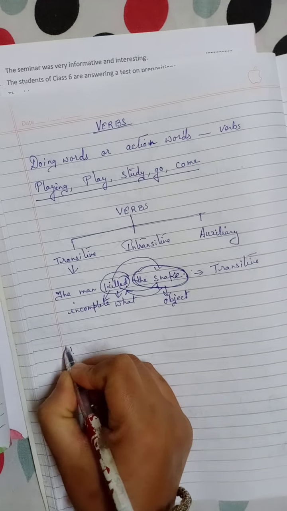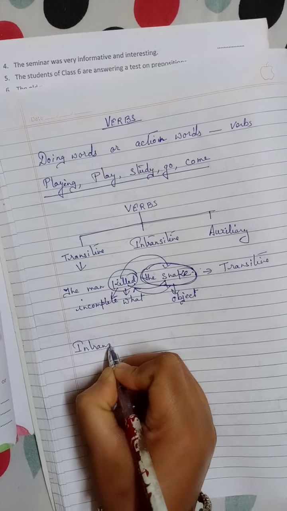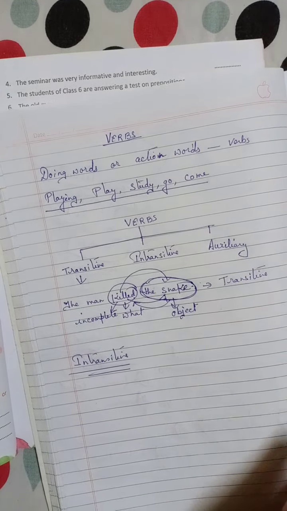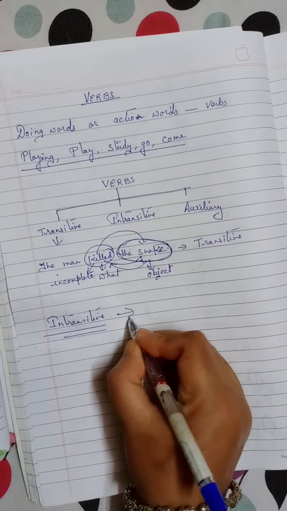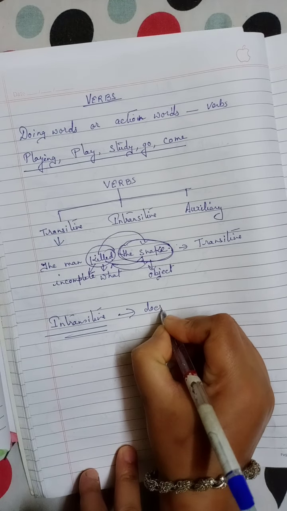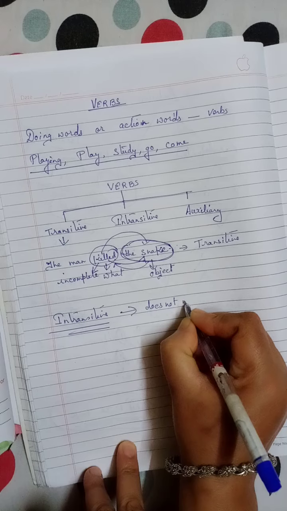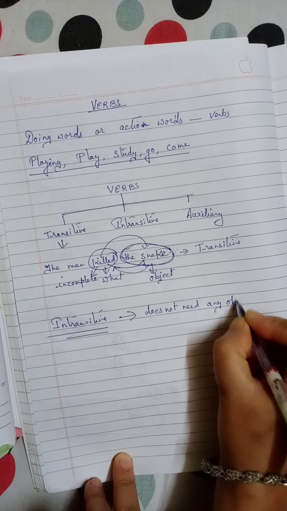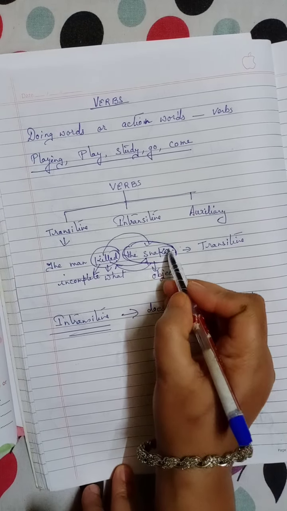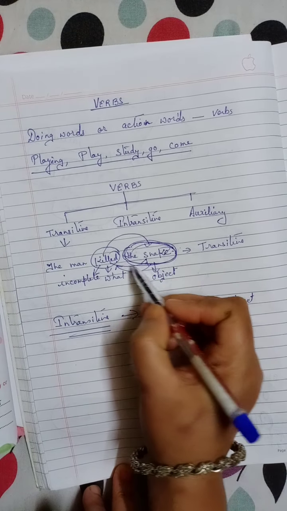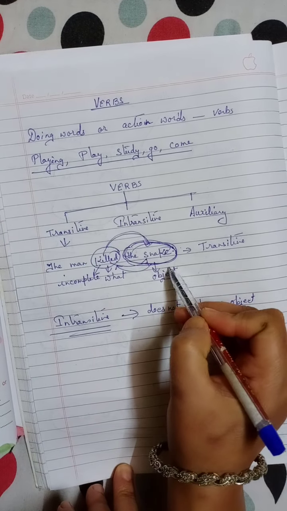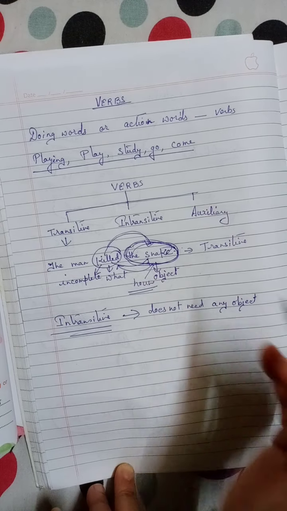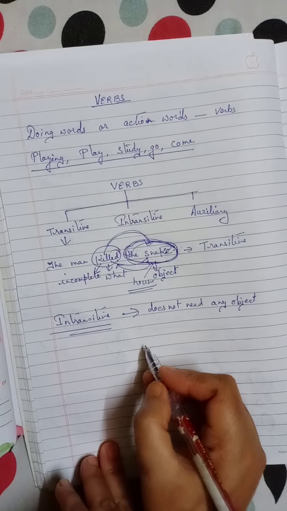Now let us see intransitive. Intransitive is just opposite to transitive. It does not need any object. Now, one thing I just missed, object is always the noun. Object to the verb is always a noun and nothing else. Okay, it does not need any object.